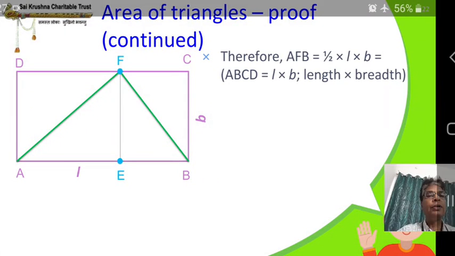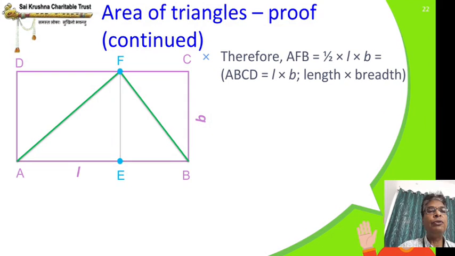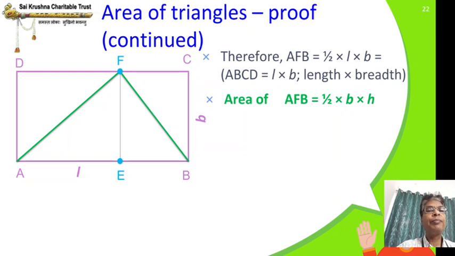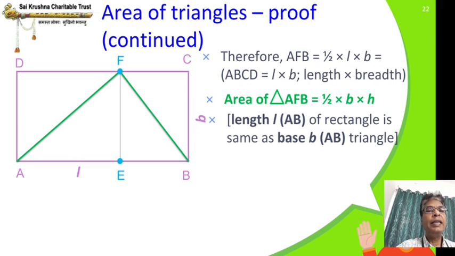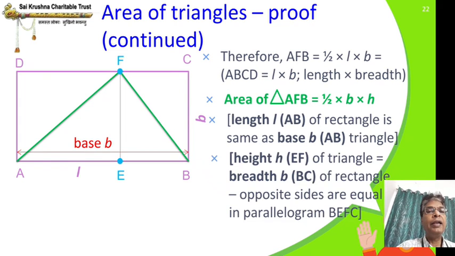Therefore AFB equals half into L into B, that is, the area of a rectangle equals length and breadth, because AFB, we saw, is half of the whole area of the rectangle, or half into L into B. Area of triangle AFB equals half into B into H. Let's see what B and H are. Length L is AB. You can see I am putting a red line here, that is the base, which is the length of the rectangle, and EF is the height. You can see the red line again, height.